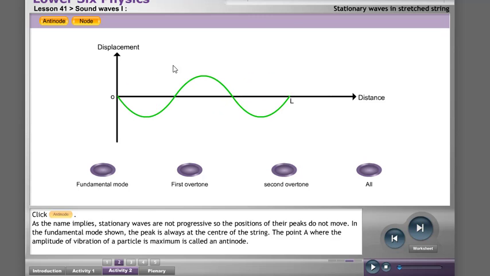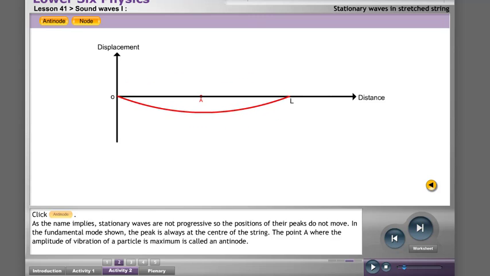Click Antinode. As the name implies, stationary waves are not progressive, so the positions of their peaks do not move. In the fundamental mode shown, the peak is always at the center of the string. The point A, where the amplitude of vibration of a particle is maximum, is called an antinode.